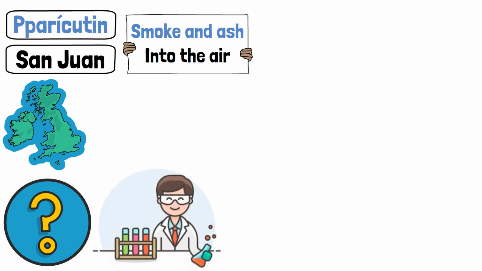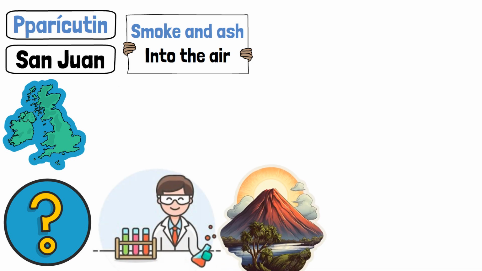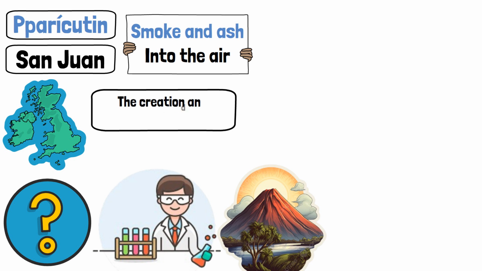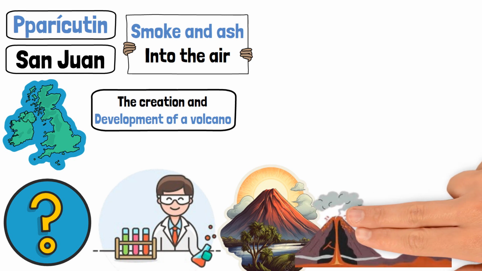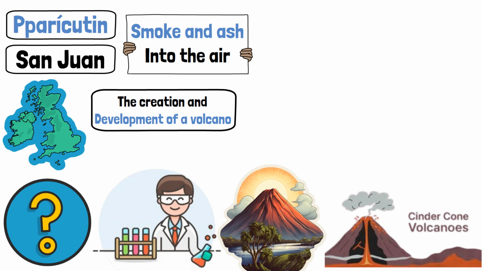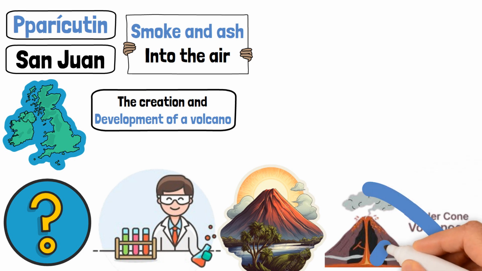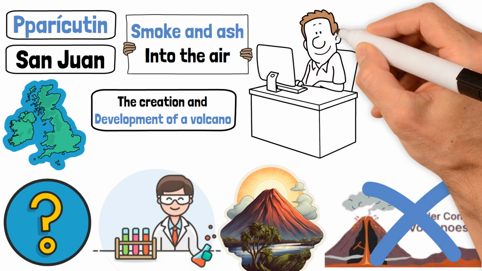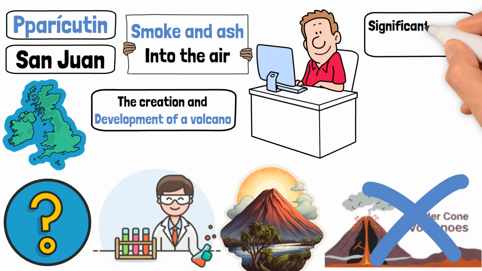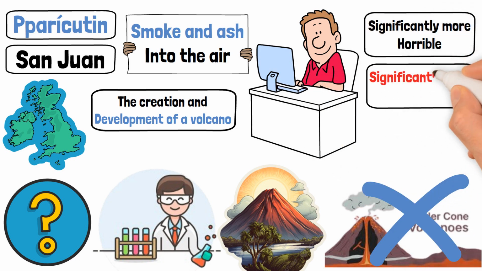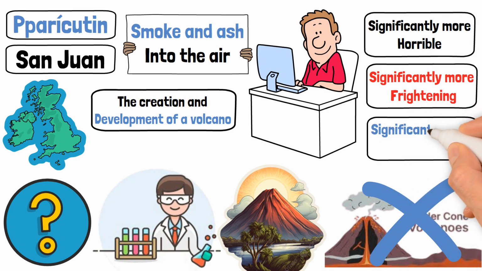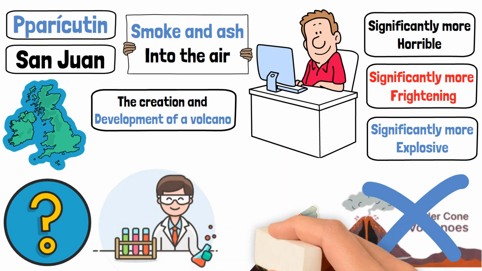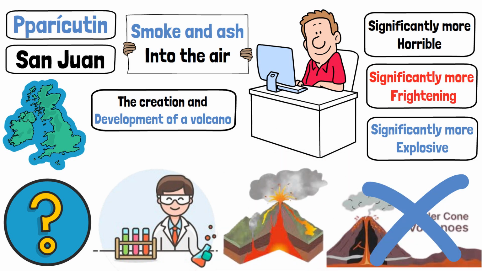For scientists, the Paracutin volcano holds a significant place in their lives because they have witnessed the creation and development of a volcano as well as the process of the volcano becoming dormant. In addition, even though a cinder cone volcano could be a dreadful thing, it is not comparable to the spectacle that is a stratovolcano. When we talk about something that is significantly more powerful, significantly more horrible, significantly more frightening, and significantly more explosive, we are, of course, referring to the stratovolcano.